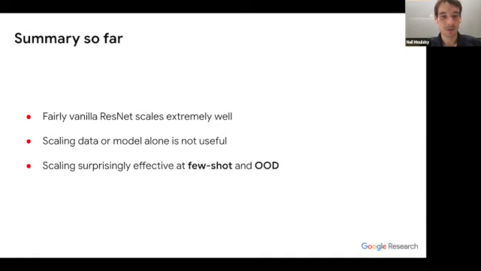So to summarize so far, the vanilla ResNet scales, scaling data or model alone is not useful, and it's surprisingly effective at few shot transfer and out of distribution.